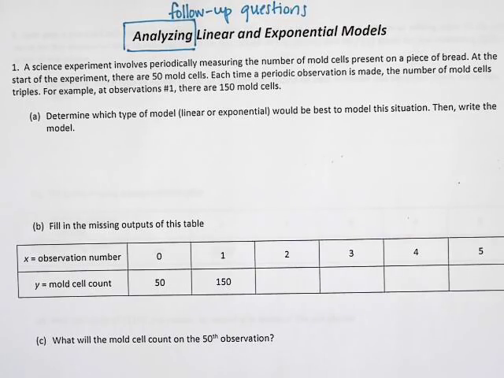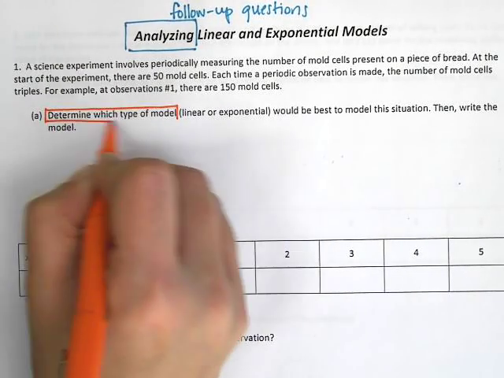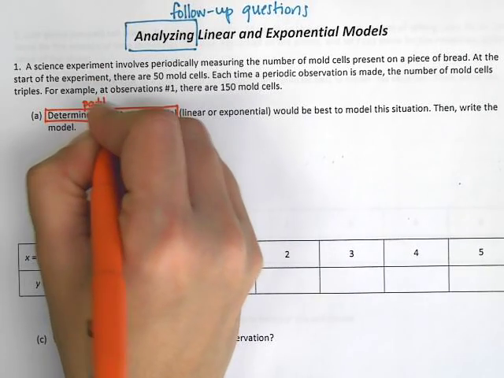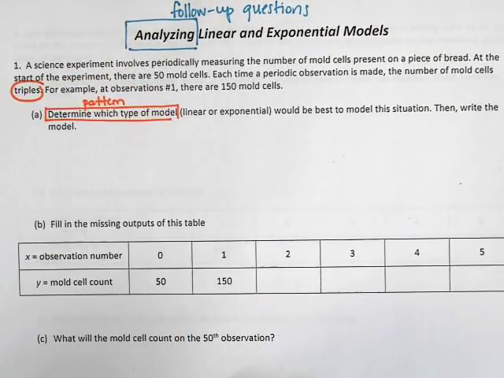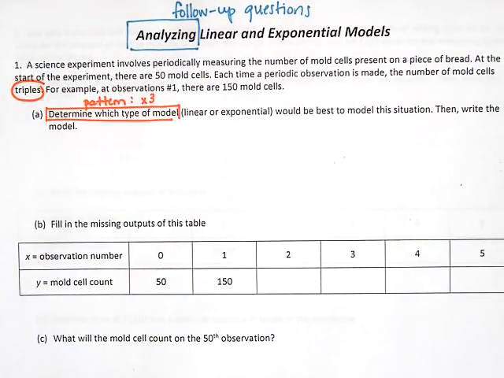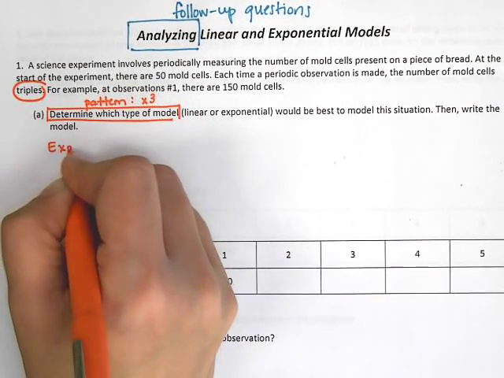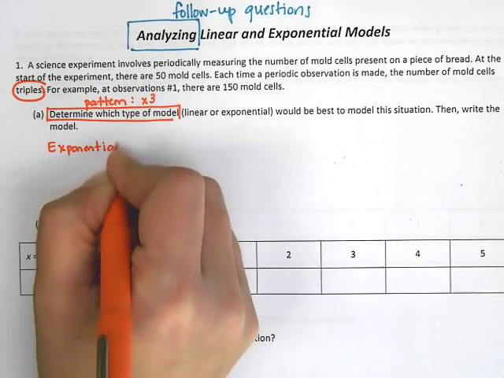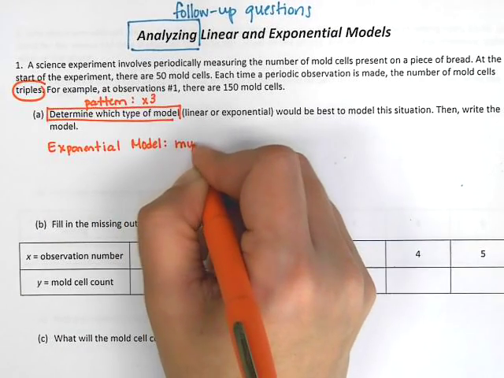Well, in order to determine that answer, what I need to do is look at the pattern. So I'm going to look at the pattern of growth or of decay. In this problem, if I go back and reread, it tells me that the number of mold cells triples. So the pattern would be that we are multiplying by 3 every time. As soon as you see that this is a multiplication pattern, you can say that you would be using an exponential model because we have a multiplying pattern.